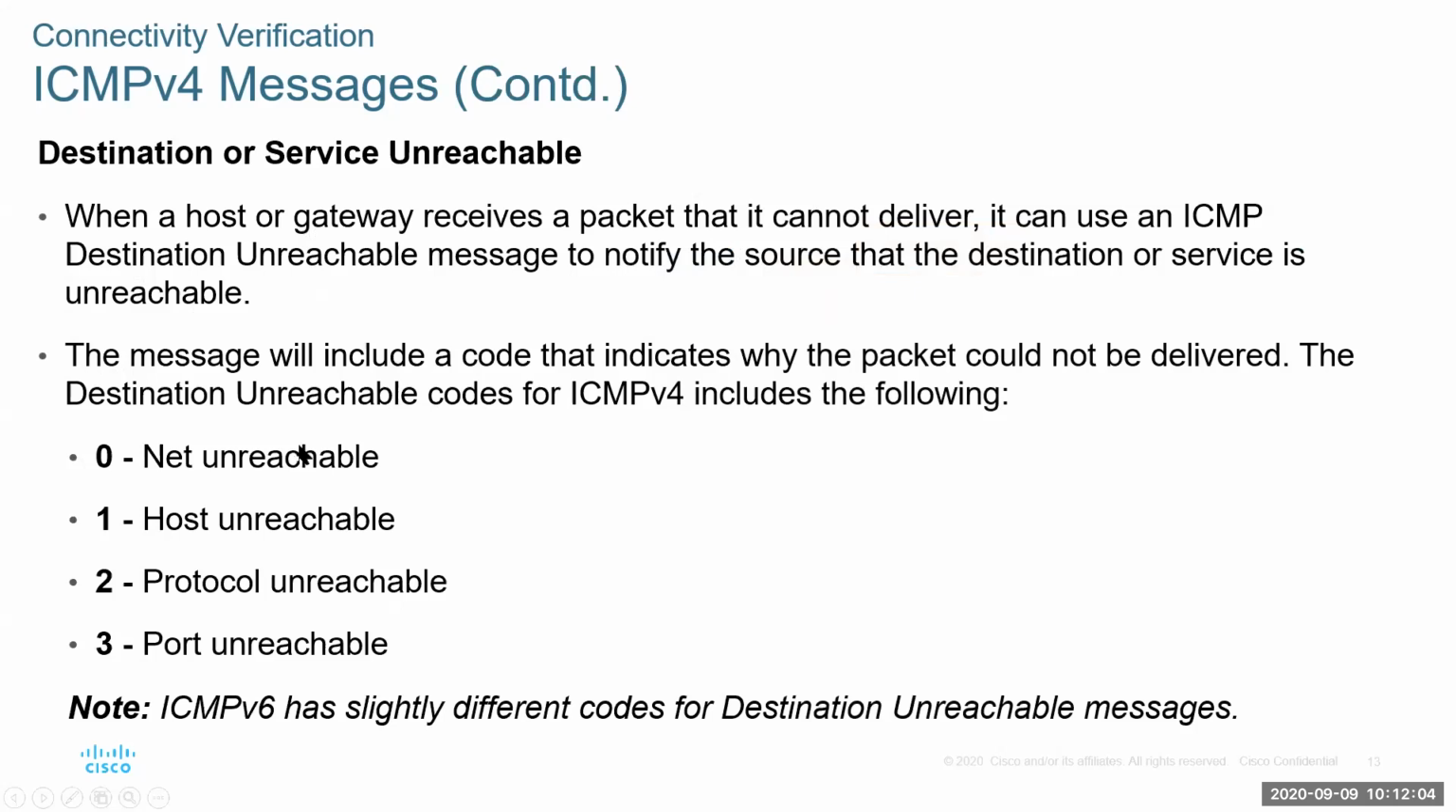A destination or service unreachable message is typically because it can't deliver the packet. So either the host is unreachable, which is code 1, a protocol is having an issue, which is code 2, the particular port you're trying to access is code 3, and then the entire network being unreachable is code 0.